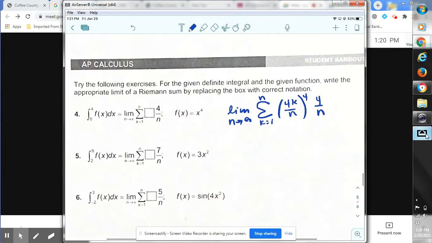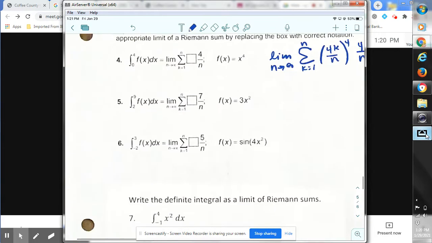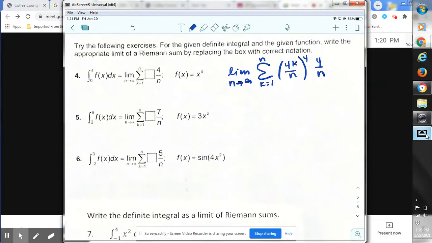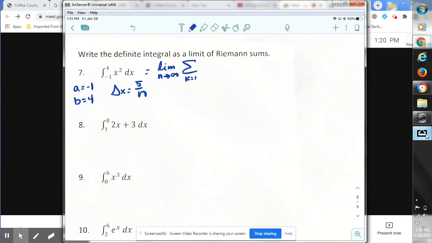Right, and let me just double check. So I'm pretty sure, yeah. So 5 would correspond with 2, and 6 will correspond with 3, so you don't have to start over from the beginning. All right, and then these last ones, you're putting it all together. So we're going to write the definite integral as a limit of Riemann sums. So A is -1, B is 4, delta x is 5 over n. So we're going to have the limit as n approaches infinity of the summation from k equals 1 to n of f of a plus delta x times k, times delta x.